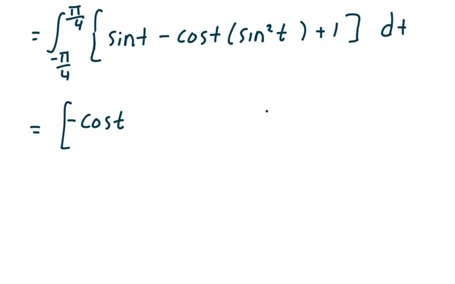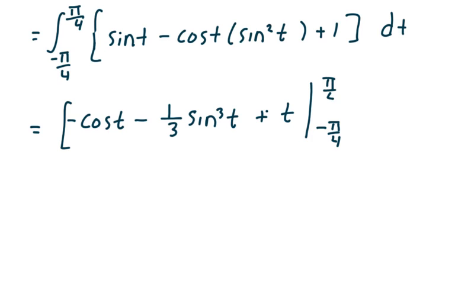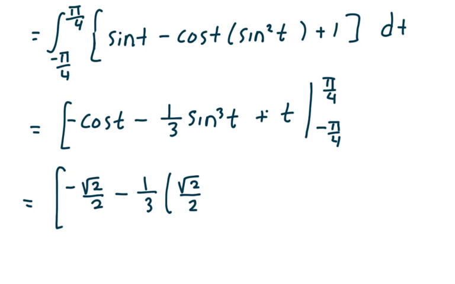Okay? And then I'm going to go minus 1/3 sine cubed t plus t evaluated from negative pi over 4 to pi over 4. So if I replace t with pi over 4, I get negative square root of 2 over 2. And then I'm going to subtract a third times square root of 2 over 2 to the third plus pi over 4.